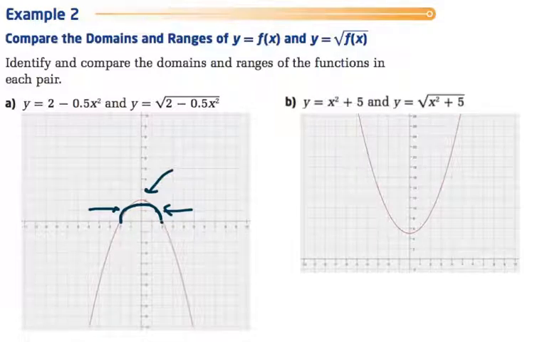Looking at the other parabola, this one has no x-intercept, so we have no points that touch the x-axis. Just take a look at a couple of points along the way. This first point at the vertex of the parabola has a height of 5. Taking the square root of 5 gives us about 2.2. Try that one more time. Right about there.